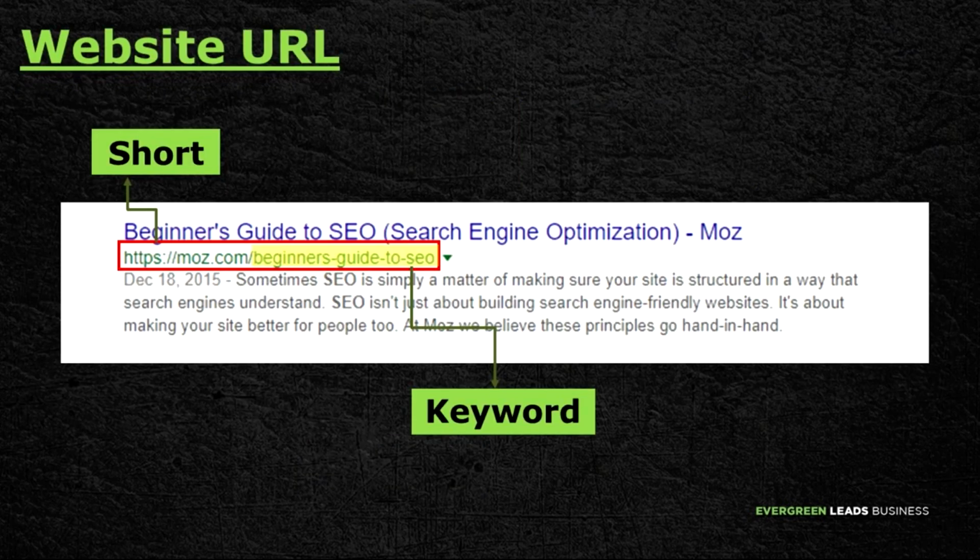Okay. And you want to make sure you use SEO friendly addresses. Make your website URLs short and sweet. And if you're using WordPress, you'll want to take advantage of the permalinks. Okay. And it is also advisable to add your target keyword within the URL.